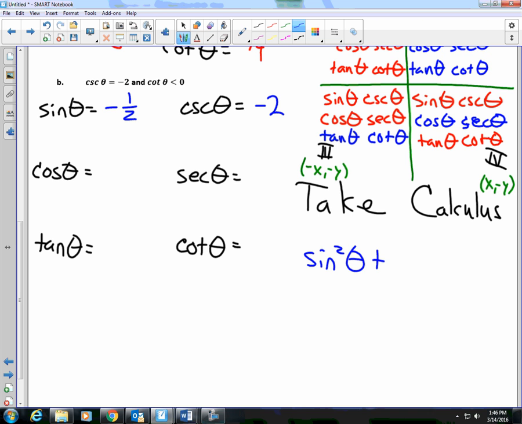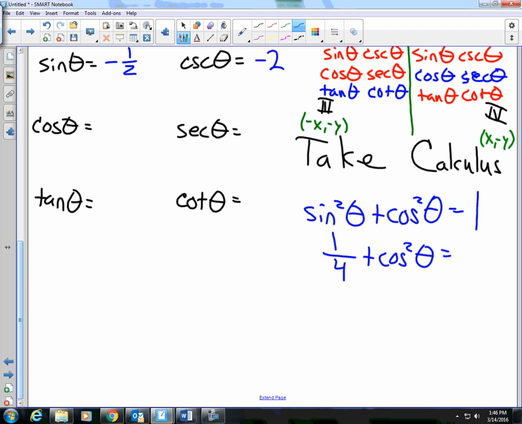Sine squared of theta plus cosine squared of theta is equal to 1. If I square something, it will become positive. So I'll use the negative with the top. What's -1 times -1? 1. What's 2 times 2? 4. Plus cosine squared is equal to, instead of 1, I should write 4/4. How do I solve? What do I do? Minus the 1/4. And I get cosine squared of theta is equal to 3/4.